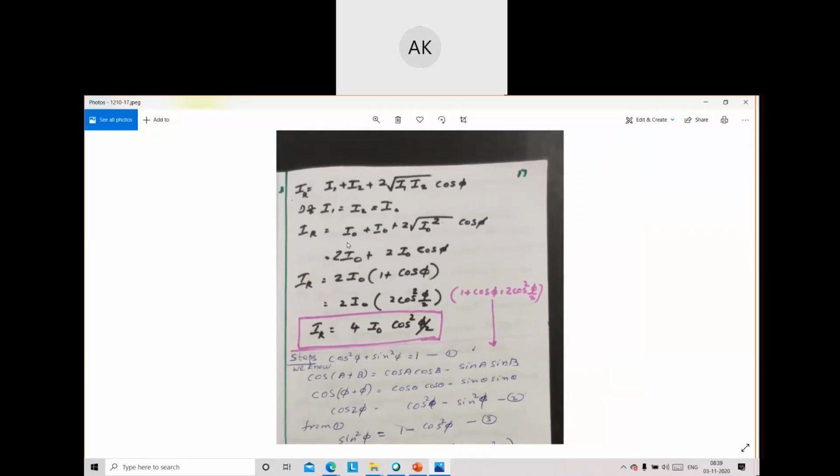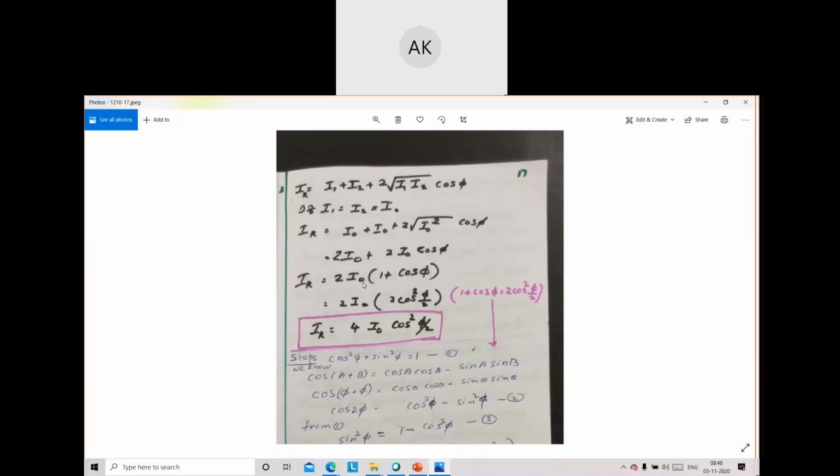From this equation problems are usually asked. Another note: IR equals I1 plus I2 plus 2 root I1 I2 cos phi, with cos phi outside the root. Please take note of that. If both sources have the same intensity, I1 equal to I2, let us take I0, that is I1 equals I2 equals I0. Both light sources have the same intensity. Then IR, the resultant intensity, will be I0 plus I0 plus 2 into root of I0 into I0, which is I0 square, cos phi. So 2I0 plus 2I0 cos phi.